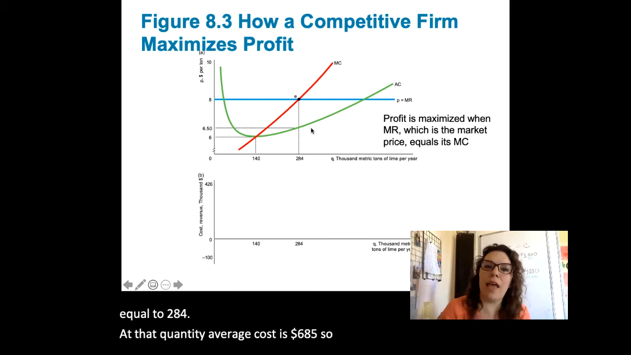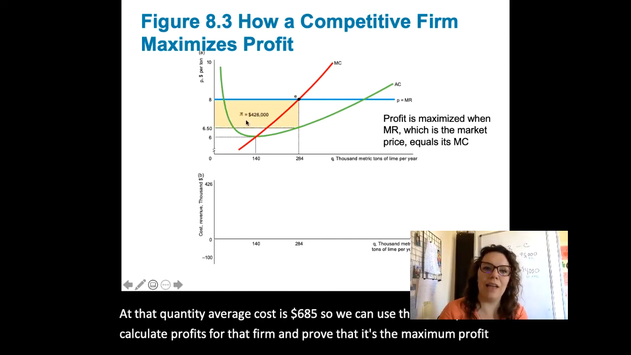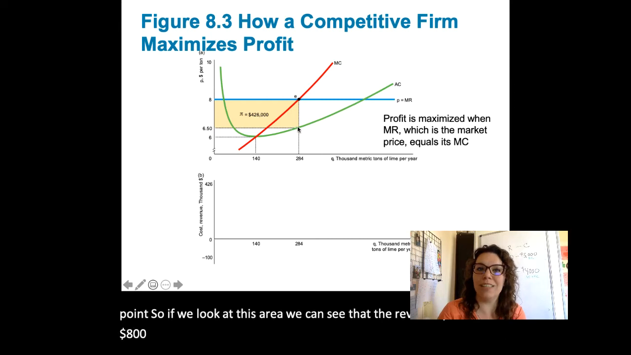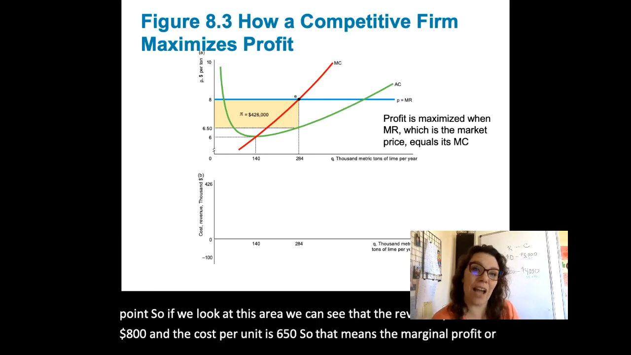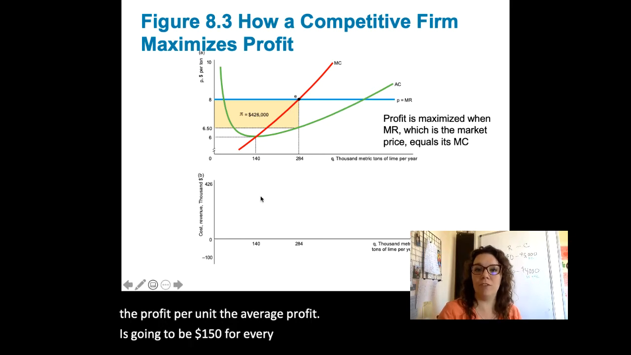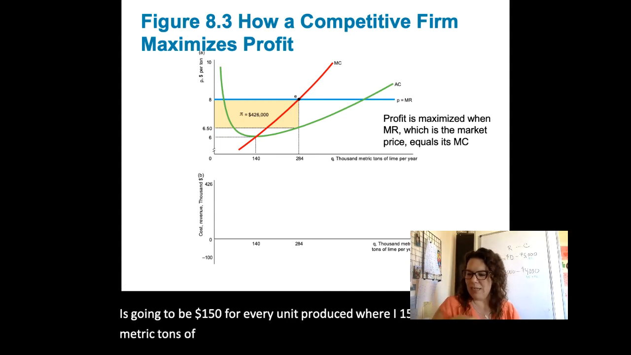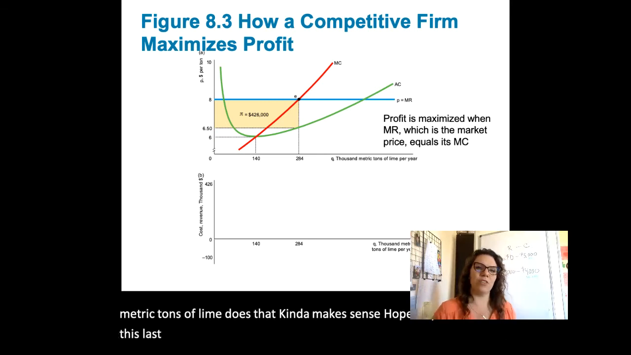At that quantity, average cost is $6.85. So we can use that to help us calculate profits for that firm and prove that it's the maximum profit point. So if we look at this area, we can see that the revenue per unit is $8 and the cost per unit is $6.50. So that means the marginal profit, or the profit per unit, the average profit, is going to be $1.50 for every unit produced, or 150 times 284,000 metric tons of lime. Does that kind of make sense? Hopefully. We looked at this last time. Hopefully it's starting to feel familiar.